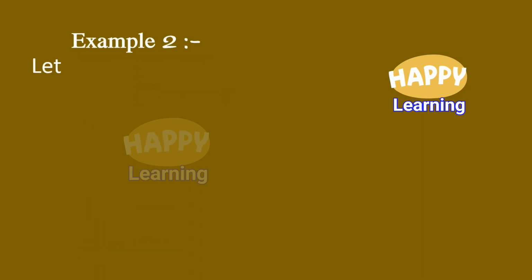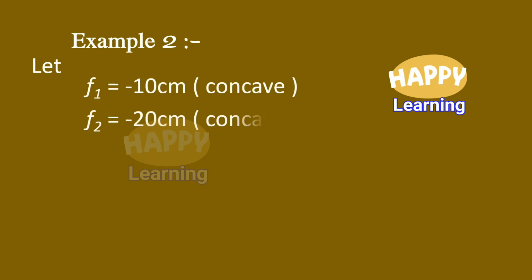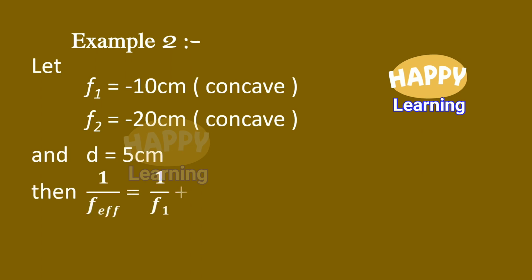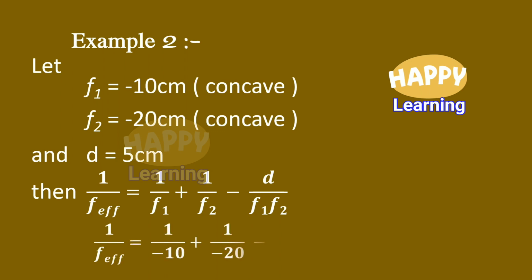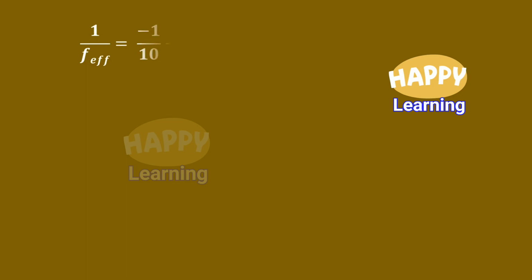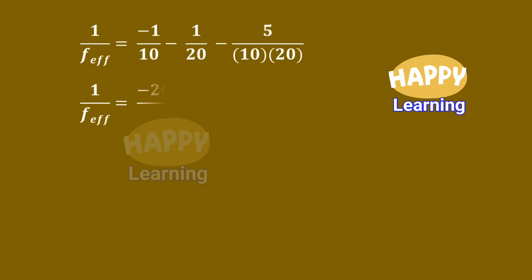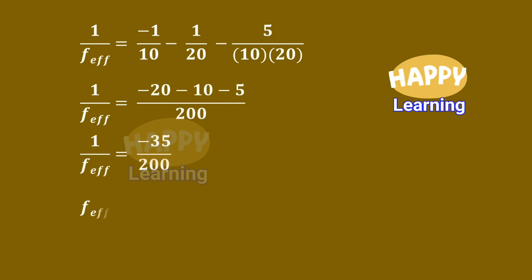Example 2. Let f1 equal minus 10 centimeter, f2 equal minus 20 centimeter and d equal 5 centimeter. Then substituting the values in the formula and after simplification we get f effective equals minus 5.71 centimeter.